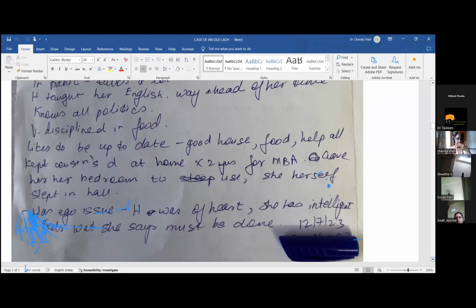And one more thing this daughter told about her mother. The cousin's daughter was studying. She was from outside Bombay and had come to Mumbai to study. So for 2 years, this lady kept her in the house, gave the bedroom to her cousin's daughter, and she herself slept in the hall. For 2 years, she did that for her cousin's daughter who was studying. So much care and so much wanting to help others.